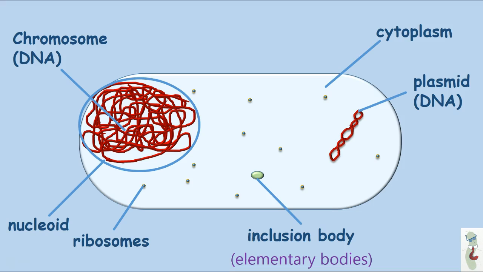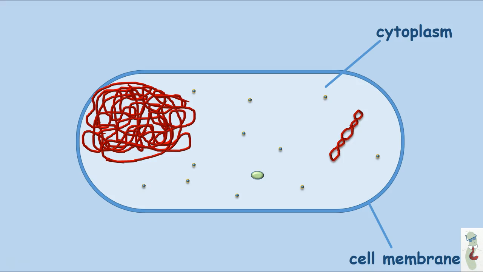So this completes the internal component part of the bacterial cell, so let's move to the exterior portion of the cell. The cytoplasm itself is surrounded by a cell membrane, which forms the boundary between the cell and its environment. It's also called the plasma membrane or the cytoplasmic membrane.